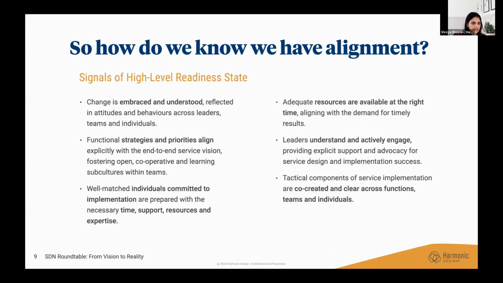So this is my last slide, which is just talking about how do we know that we have alignment. So after you've done all of those activities, and these are examples, right? You don't need to do all of the activities that I mentioned, but it could be a flavor of those activities and just making sure that you're priming your organization right from the start. But how do you know at the end that you have alignment? There are some signals that organizations can show at different levels that you have reached that state of readiness.